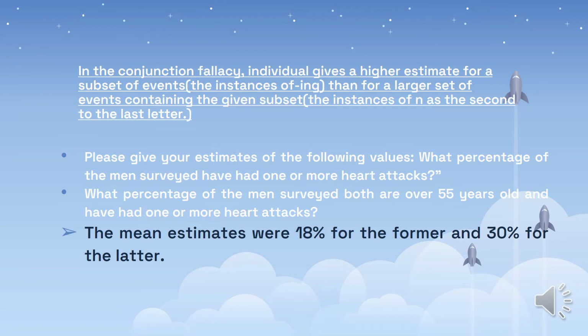Like in this example, Tversky and Kahneman asked this question to college students. First, what percentage of the men surveyed have had one or more heart attacks? And second, what percentage of the men surveyed are both over 55 years old and have had one or more heart attacks? The mean estimates were 18% for the former and 30% for the latter. In fact, 65% of the respondents gave higher estimates for the latter, which is clearly a subset of the former. However, people do not always engage in the conjunction fallacy.